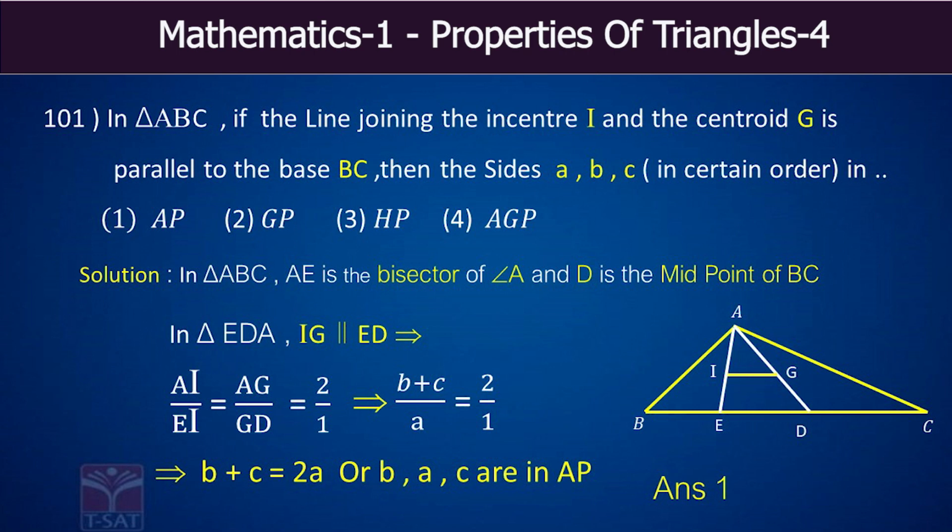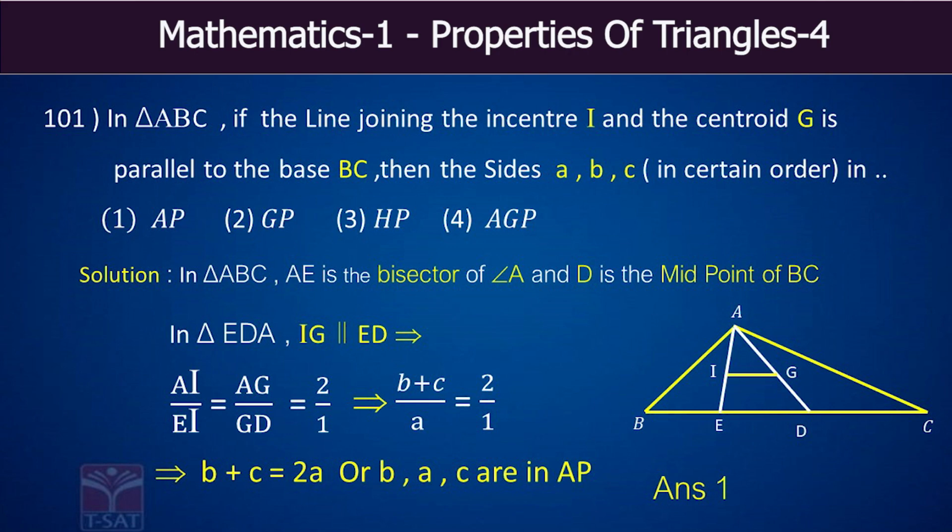Solution is, in triangle ABC, AE is the bisector of angle A and AD is the median to BC. So in triangle EDA, IG is parallel to ED, which implies AI/IE is equal to AG/GD, each equal to 2/1, because you know that the centroid divides the median in the ratio 2:1. So (b + c)/a is equal to 2/1, which implies b + c is equal to 2a, or b, a, c are in AP. Option 1.